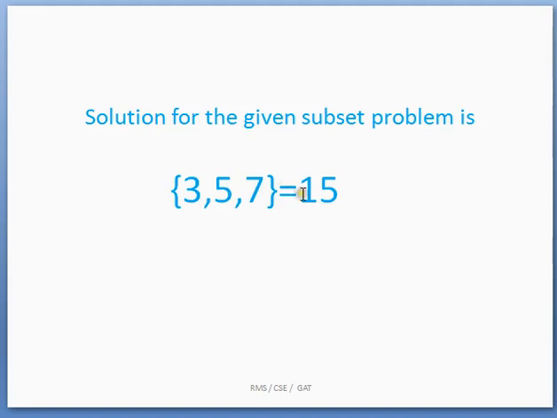3 comma 5 comma 7 equal to 15 is our solution. So this is the way to find possible subsets of sum equal to the given sum D for the given problem statement of set.